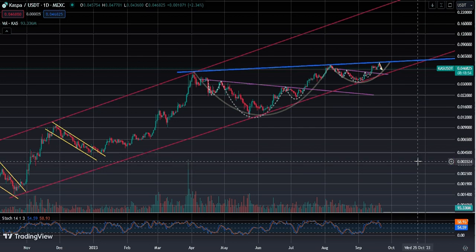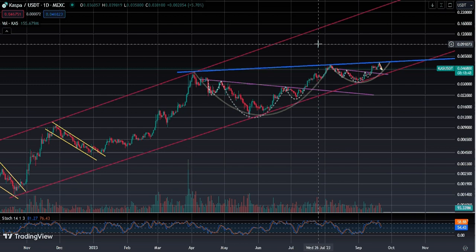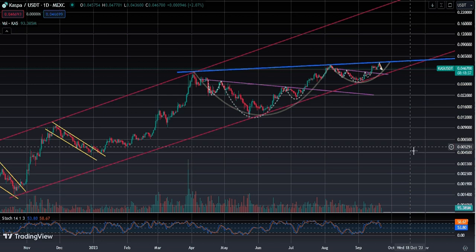Now, let's talk about some more positive things. Inverted head and shoulders pattern, 6.8 cent target. We aren't there yet. We're at 4.68 cents. We got a ways to go. We got more than 2 cents to go here. That's roughly, doing it in my head, more than 40% gain from where we sit right now.